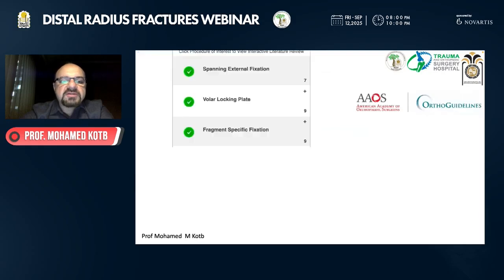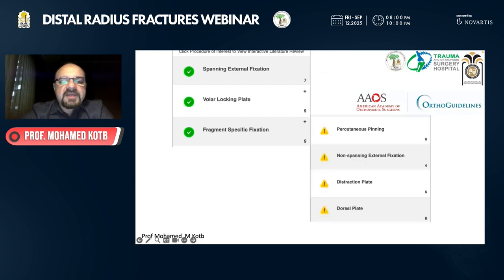You get the answers in green like this: spanning external fixation, which scores 7 points, volar locked plate 9, fragment specific fixation 9. The higher the number you get, the stronger the indication to use that type of management. You will also get some answers in yellow, which means it is equivocal, like percutaneous pinning 6, non-spanning external fixation 6, distraction plate 6, and dorsal plate 6.